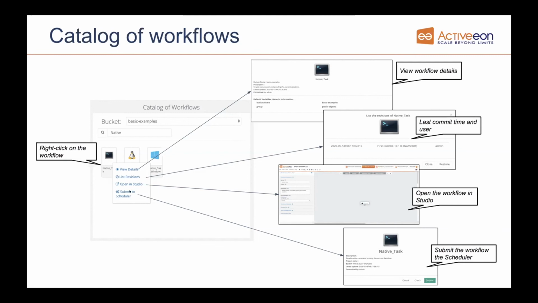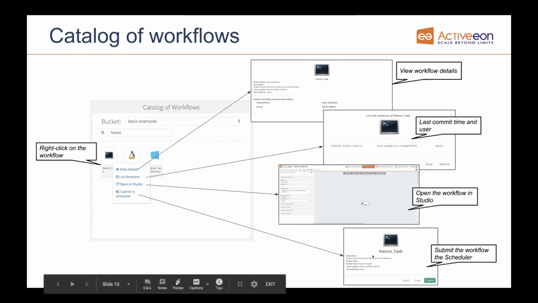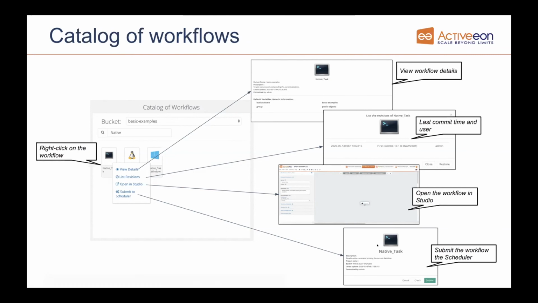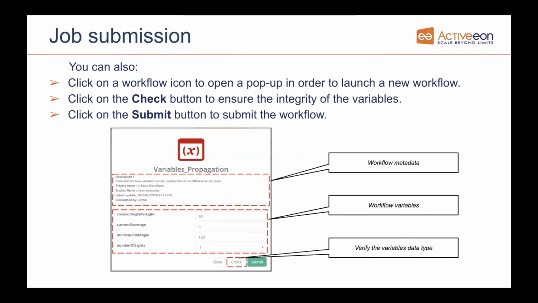provide anything. And you can submit, as a last action, you can submit directly this workflow to the scheduler. So here, as you can see, we selected the native task, and by clicking on the green button, you submit it directly to the scheduler. And we have another option to submit the workflow. It's by a left click.